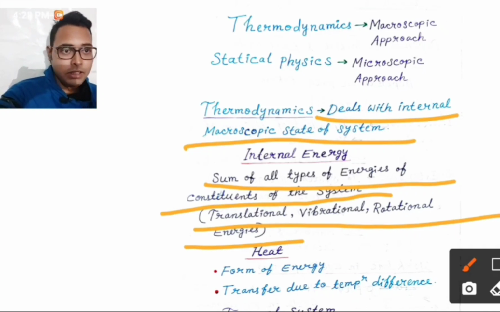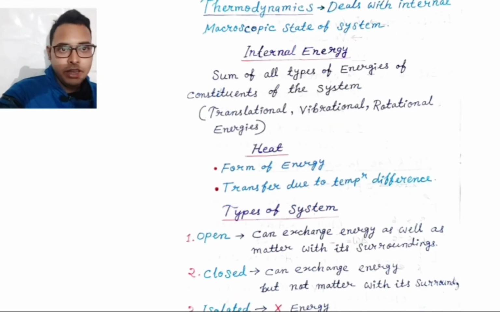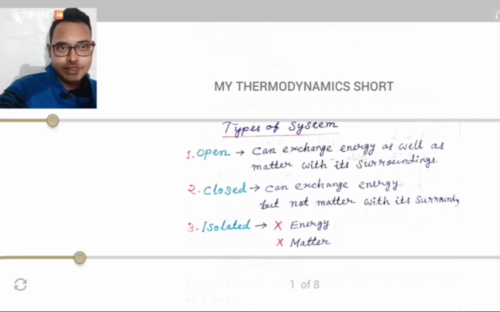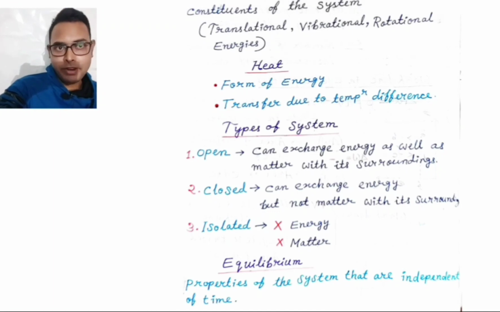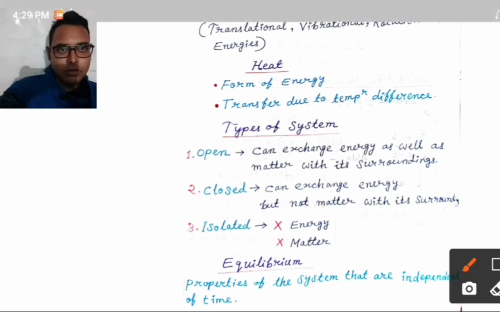Then heat is a form of energy, right? It is a form of energy. Heat flows due to temperature difference. If there is a high temperature in one region and the temperature is low in another region, then heat will flow between those regions. So these are the two properties of heat.